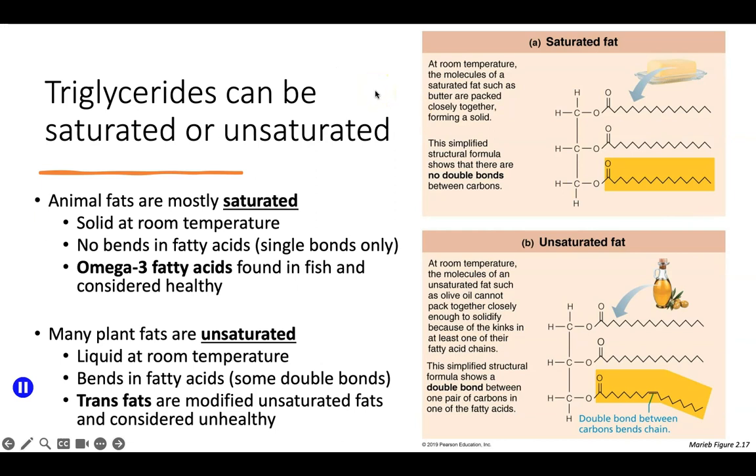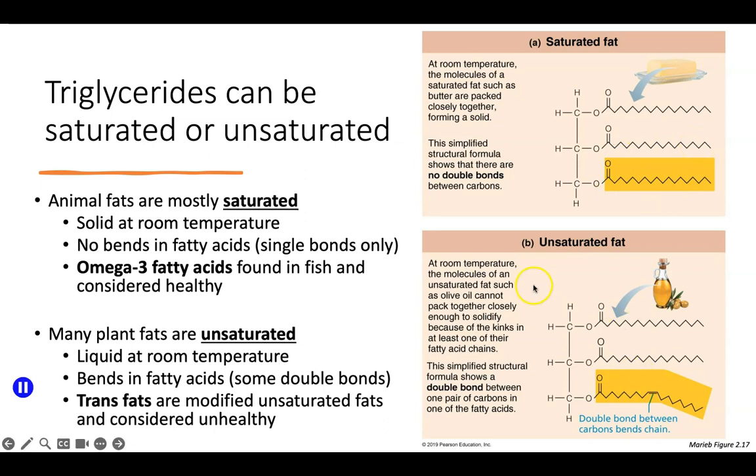Looking in a little more detail, we can say that triglycerides can be either saturated or unsaturated. So for this class, take a look at these 2 pictures and you'll see a big difference. And the big difference is highlighted in the illustrations. In both cases, they're both triglycerides, so they both have the glycerol plus 1, 2, 3 fatty acids. But for a saturated fat, such as what you would find in butter, you can see that all of these fatty acids are straight chains, so no kinks in the chain.